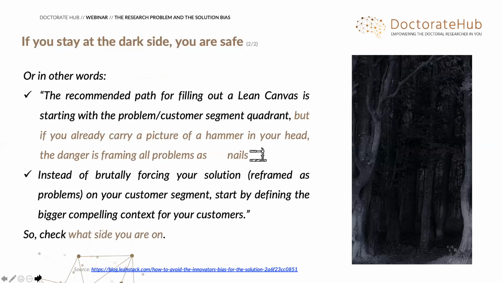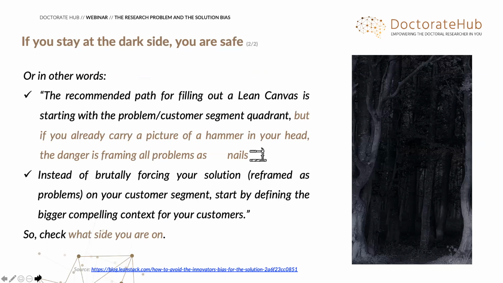So, in other words, the recommended path for filling out a lean canvas is starting with the problem and customer segment quadrants. But if you already carry a picture of a hammer in your hand, the danger is framing all problems as nails. Instead of forcing your solution, reframed as a problem, on your customer segment, start by defining the bigger, compelling context for your customers.